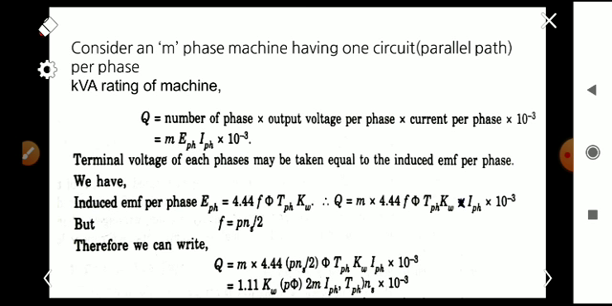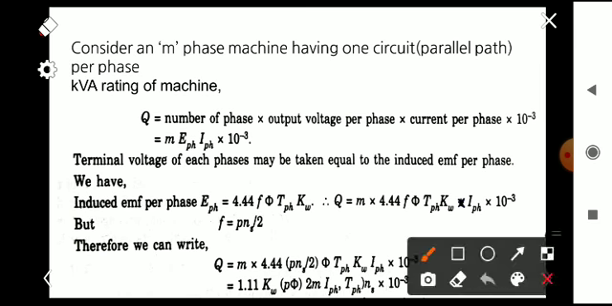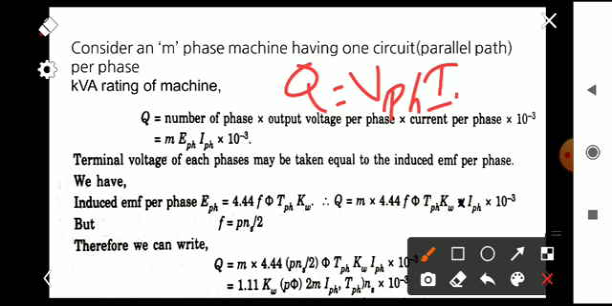Okay, so we are starting by considering an M-phase machine having one circuit, that is, one parallel path per phase. The kVA rating of the machine, Q, we normally write as Q is equal to V phase into I phase into 10 raised to minus 3. This is actually the kVA rating, that is, the output.